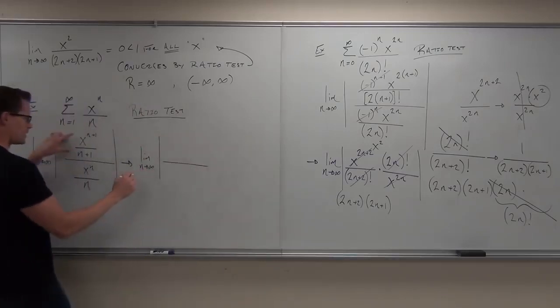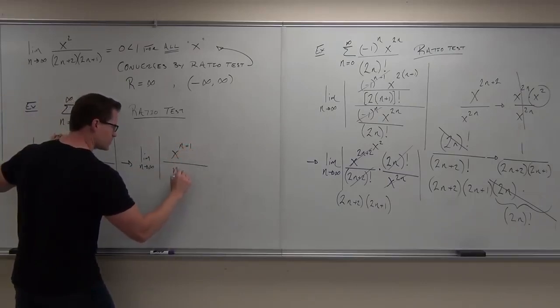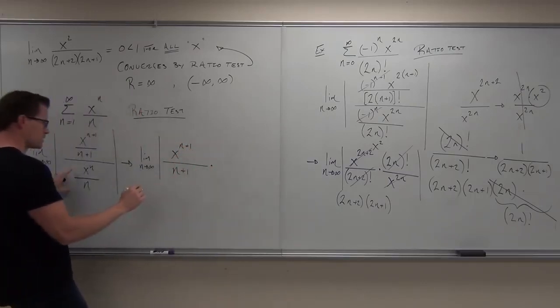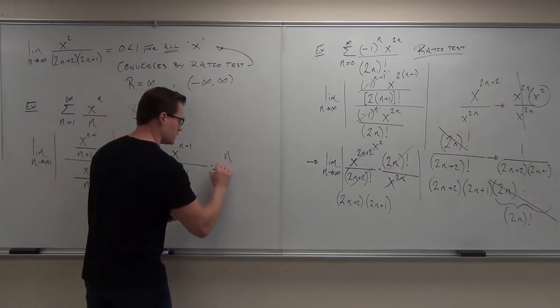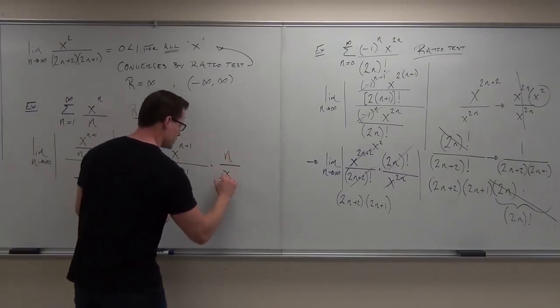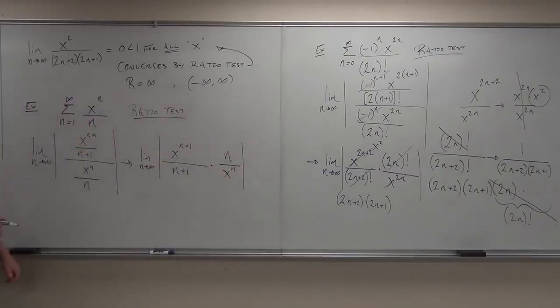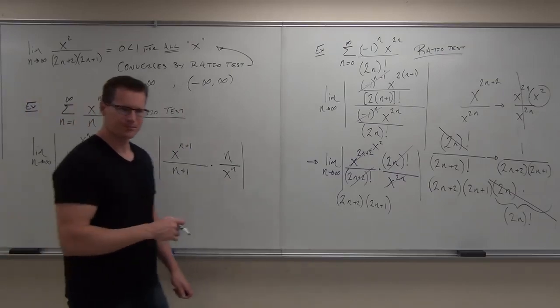So we have x to the n plus 1 over n plus 1 times n over x to the n. Did I get that right? Yes. Okay. What would you do now?